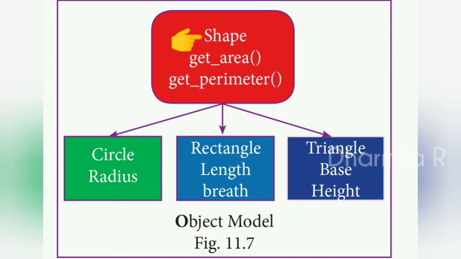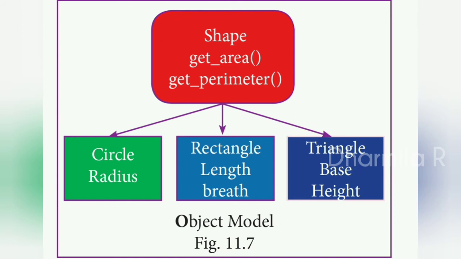So attributes means columns and object means table. So it is maintained as a table. Shape is a table and circle, rectangle, triangle are tables. And the data stored inside circle, rectangle, triangle are radius, length, breadth, base and height. And the values of all these attributes are inherited from shape. So here we have one-to-many relationship.